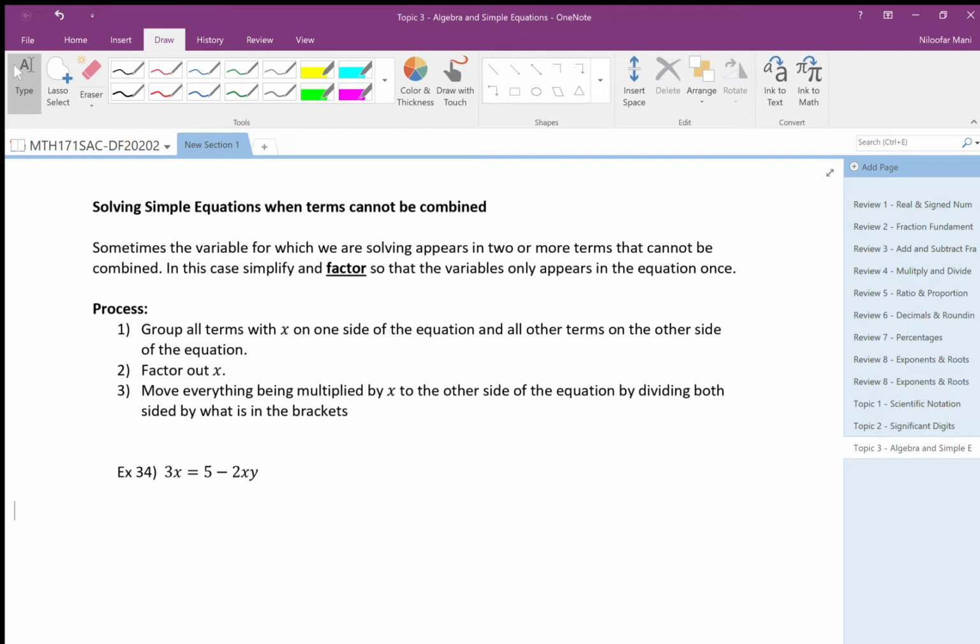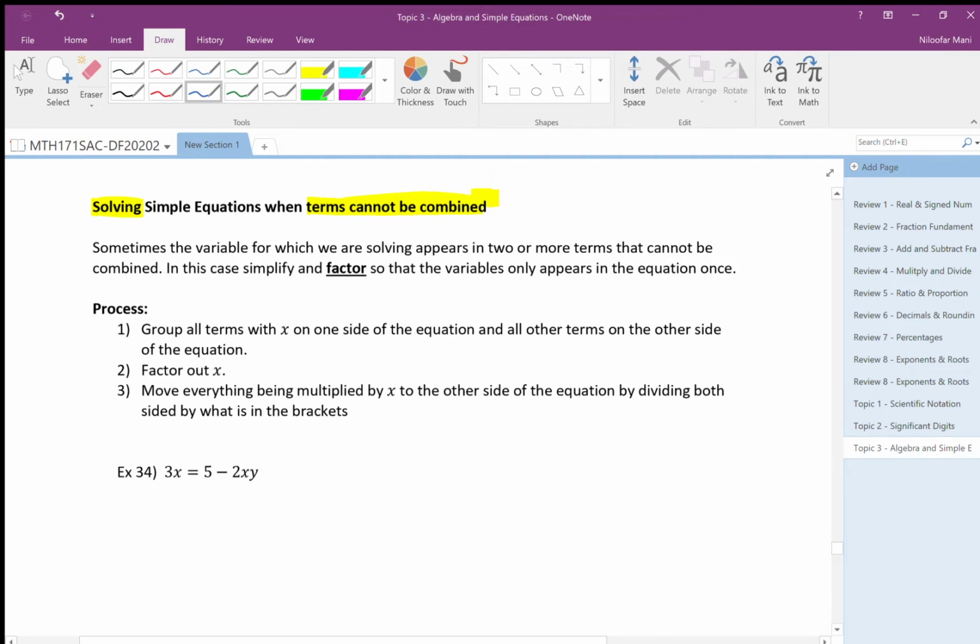This part here says solving equations when you cannot combine terms. I don't like to say solving simple equations, because then you say, oh, what should I do for hard questions? How about complicated? I don't like to say that, because if you know what to do, you can do any question. You can do any equation. Okay? So what do we mean when we say the terms cannot be combined?